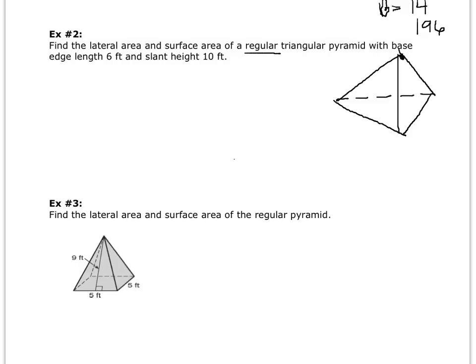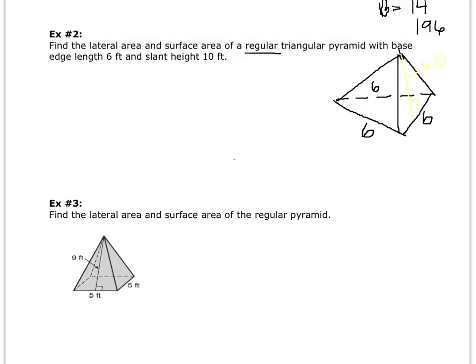Regular triangular pyramid. So that triangle on the bottom, all 3 sides are the same. The base edge length is 6. So we know those 2 are 6 and the back one is 6. The slant height is 10. Okay, so actually I think what I'll do is I'll come in here and add another color. And so that number right there, that slant height, is 10.